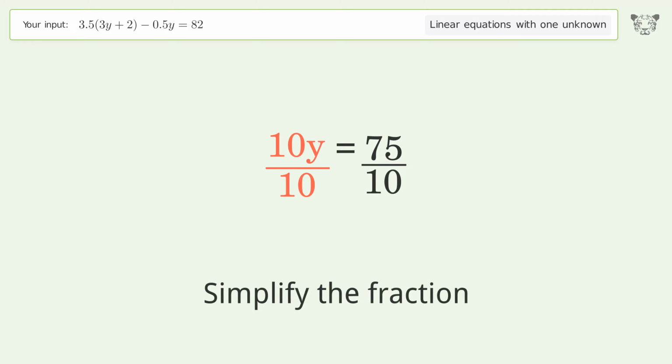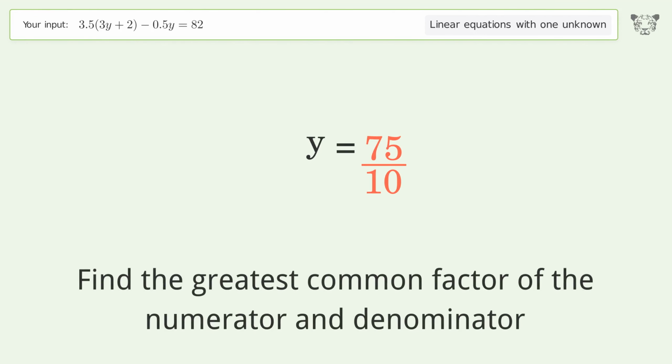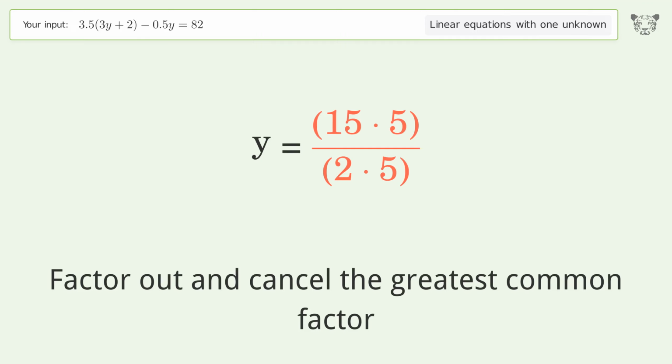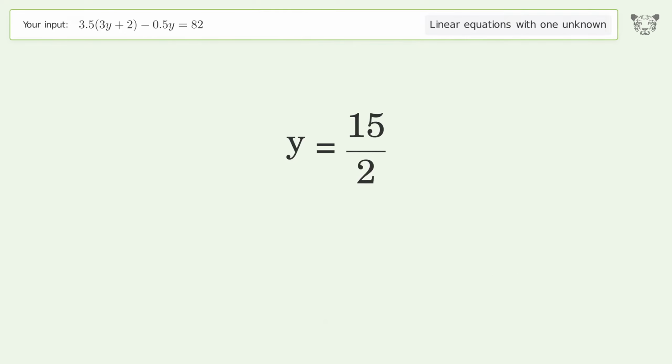Simplify the fraction. Find the greatest common factor of the numerator and denominator. Factor out and cancel the greatest common factor. And so the final result is y equals 15/2.